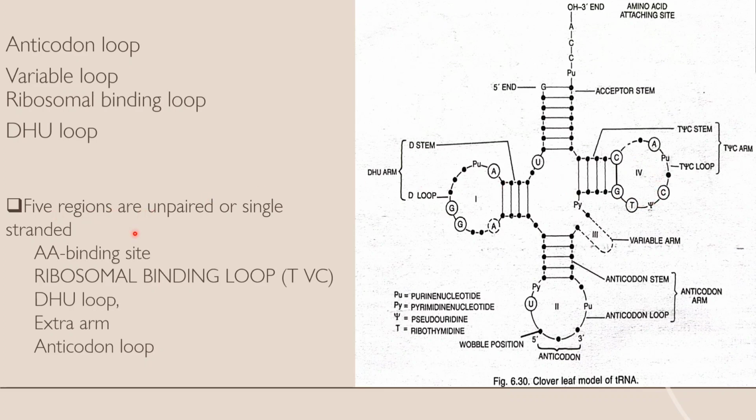5 regions are unpaired or seem to be single-stranded in this model. That is the amino acid binding site, the ribosomal binding loop, the DHU loop, the extra or variable arm or loop, and the anticodon loop.